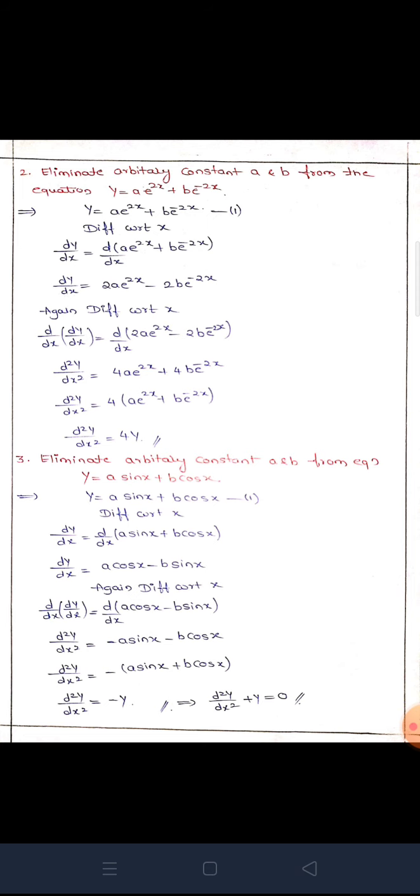Now from this equation you can take 4 as common factor. So 4 into the bracket you can write a e raised to 2x plus b e raised to minus 2x. Now check your equation number 1. It is same. So just replace the whole term by y. So d square y divided by dx square is equals to 4y. So you have eliminated a and b from the given equation.